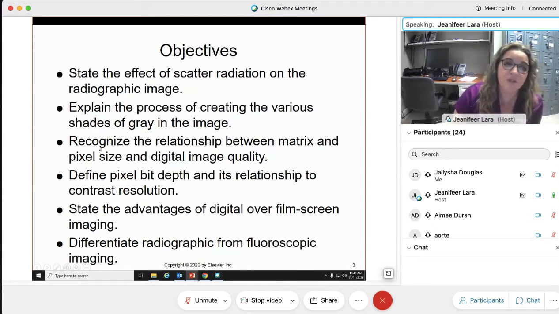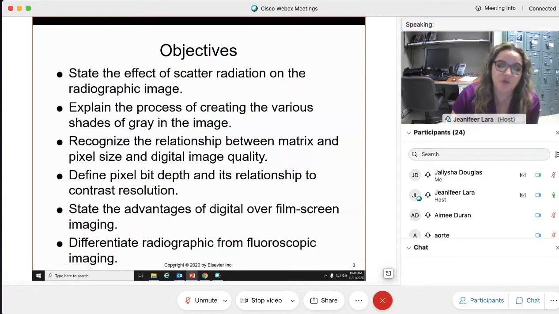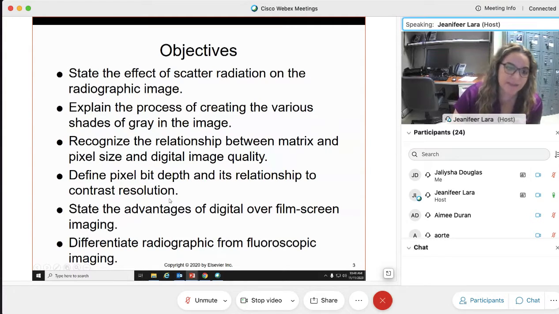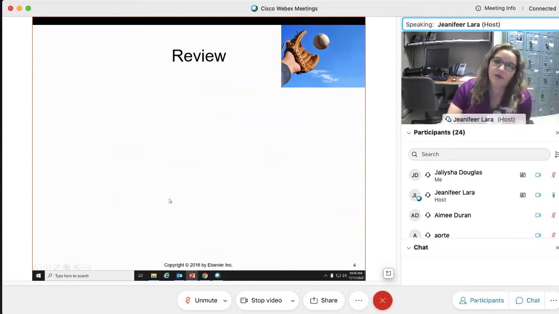And it continues on to be a little bit more in detail, especially when we start talking about matrix. Matrix, this is digital imaging. If you hear the word matrix, you're going to be hearing or talking about digital imaging. Got it? So matrix, pixel size, define the pixel bit depth. A lot is coming your way. So please, please, please stay on top of your material. Okay.